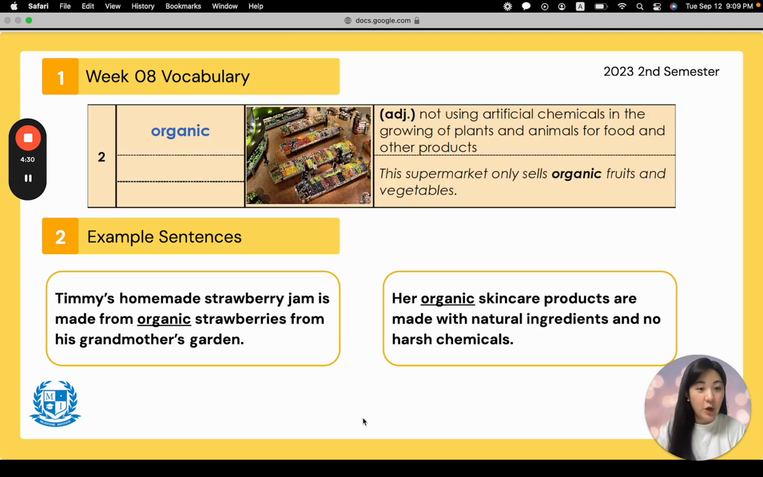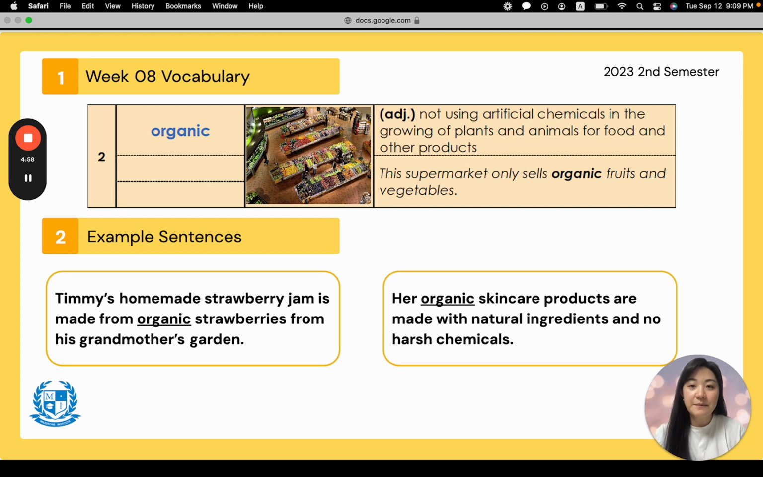The word is organic. Organic. And it is an adjective, and it means not using artificial chemicals, so man-made chemicals, in the growing of plants and animals for food and other products. So this just means it is fresh fruit or fresh food that is grown, and they do not use chemicals and other different things on the plants.